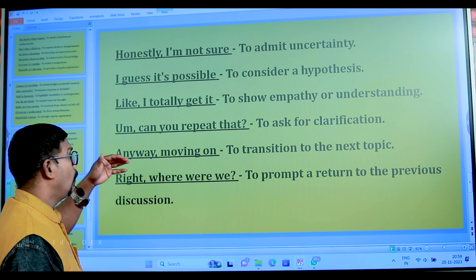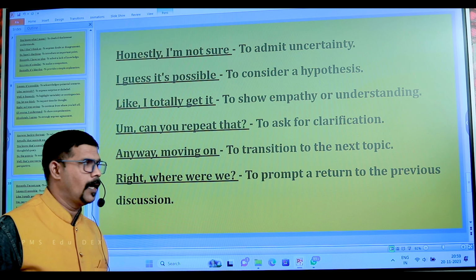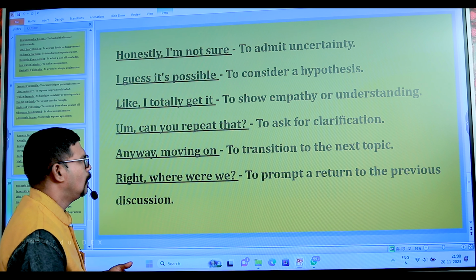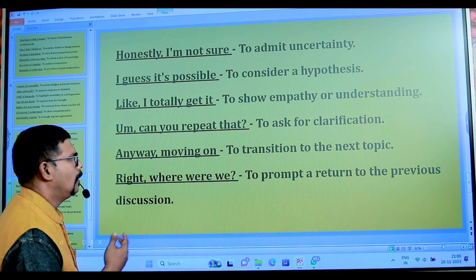Anyway, moving on, to transition to the next topic. When you use "anyway, moving on", we are trying to pass on to the next topic or next point.